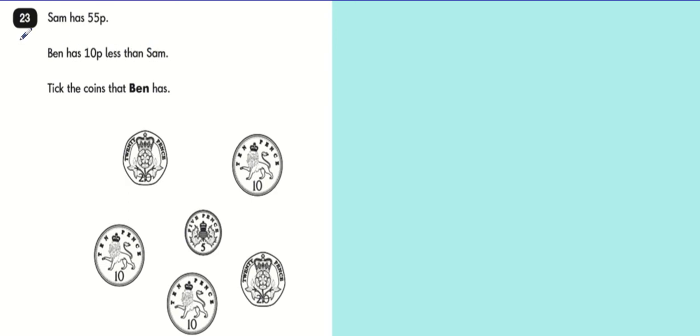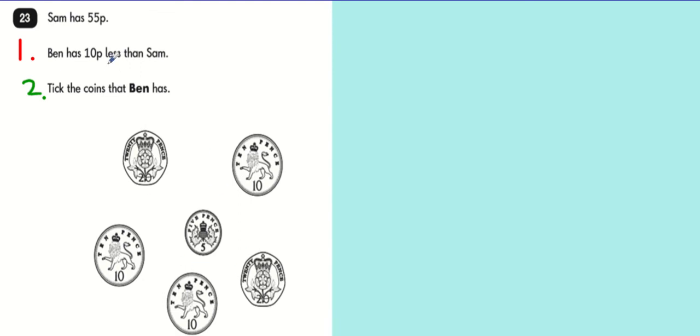So the first thing we need to do is work out how much money Ben has, don't we? Because we don't know yet. We only know it's 10p less than Sam. And after we've found out how much money Ben has, we need to have a look at these coins here and tick the ones that add up to the amount of money that Ben has. Okay? So we need to find how much he has and then look at these coins and tick the amount of money that he has.